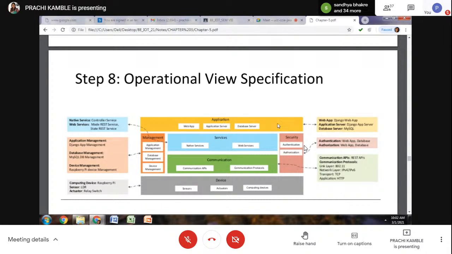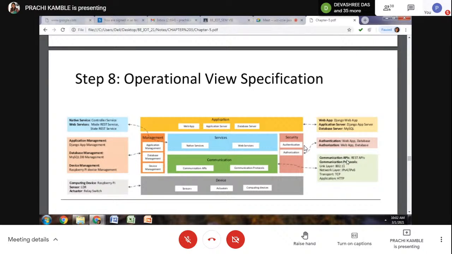Then there is an application. Application again: web app, application server, database server. These are the entities present at the application level. Then there is security, which is very important: security of the data while transferring and collecting. For that, authentication is very important. Authorization of the device is also very important for secure data transmission.